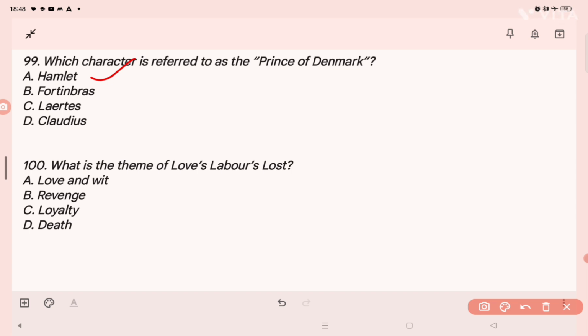What is the theme of Love's Labour's Lost? Love and wit. Love's Labour's Lost explores the themes of love, wit, and the folly of youthful ideals.